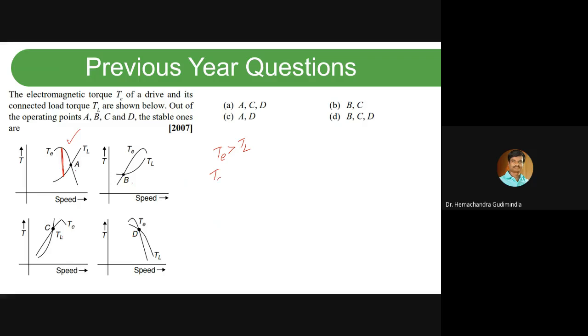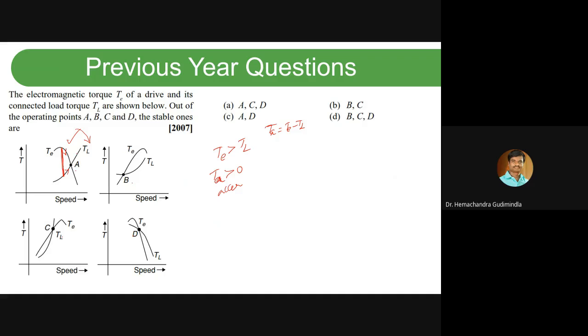That means TA equals TE minus TL. Now TA is greater than 0. If TA is greater than 0, then what will happen? It is like acceleration. Acceleration means towards this direction. So it is reaching point A. If it is reaching point A, it means it is stable.